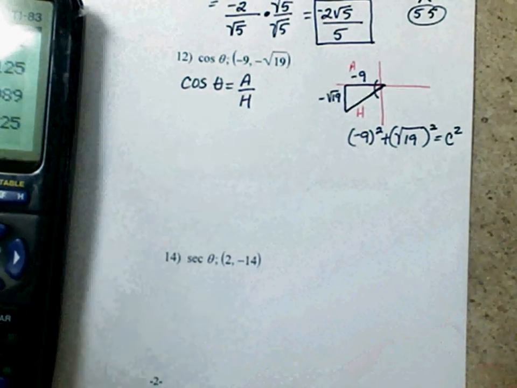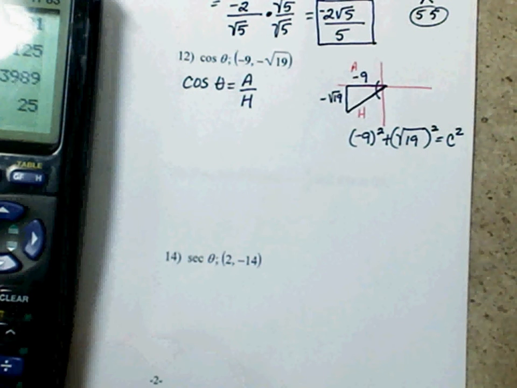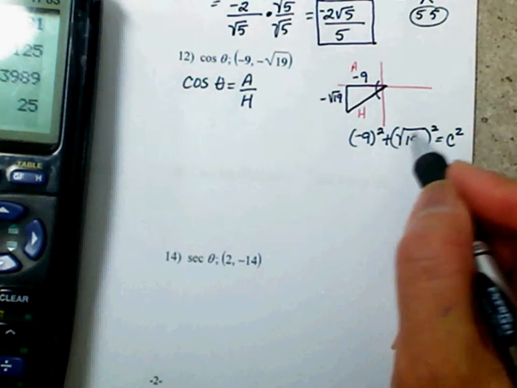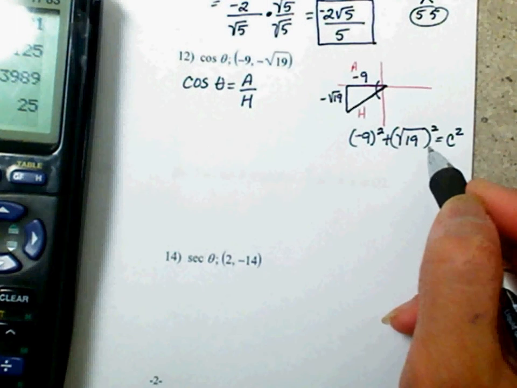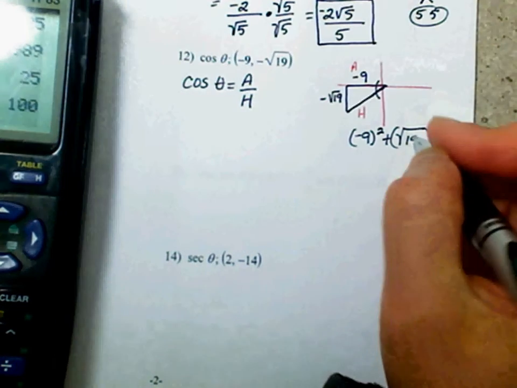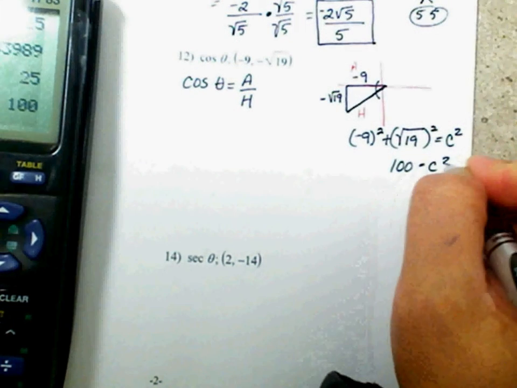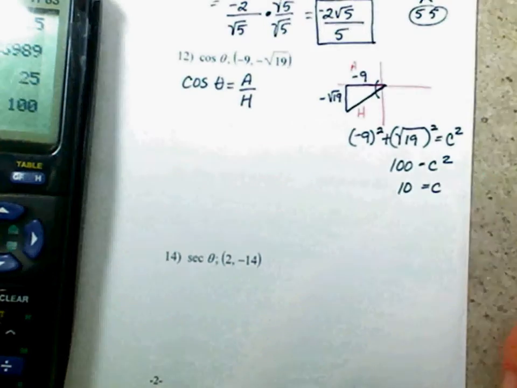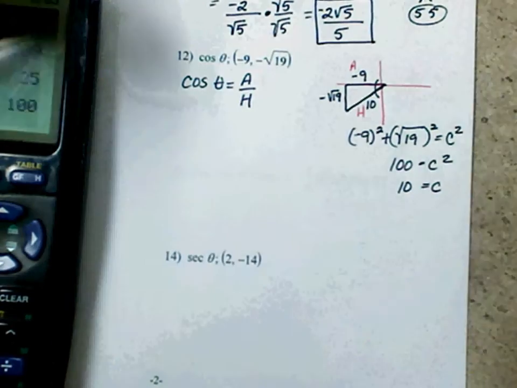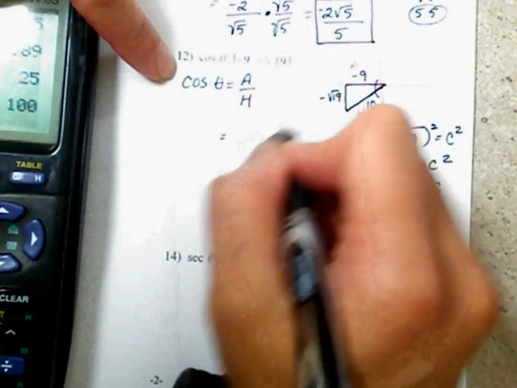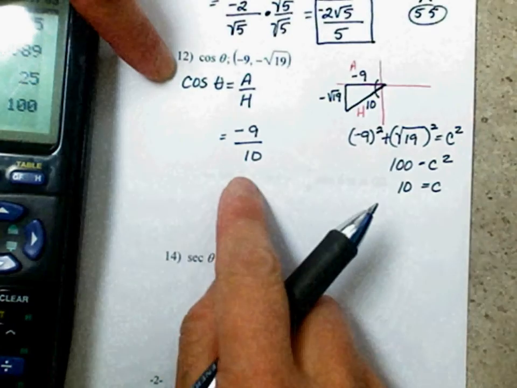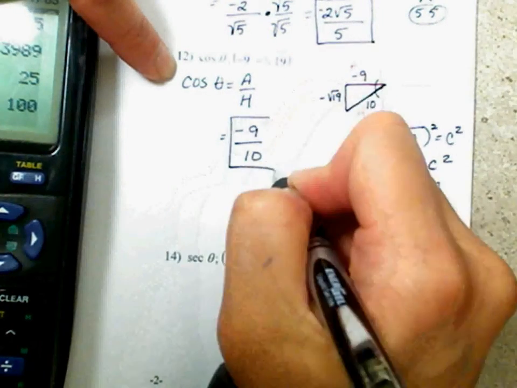So on your calculator, you go 9 squared plus, well, square root of 19 squared is just 19. And that gives you 100 is equal to C squared. Square root of that is 10. So your hypotenuse is 10. Okay? Now you can plug it in. Adjacent, -9, hypotenuse is 10. You can't simplify that anymore. There's your solution. Hypotenuse is always positive.